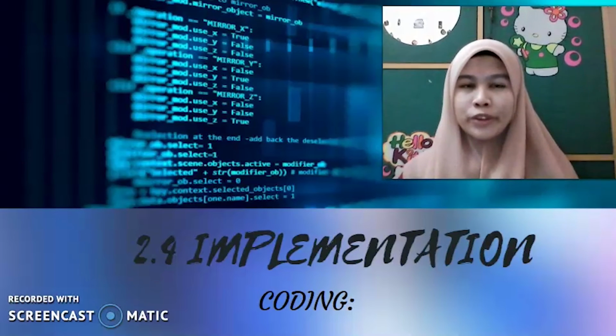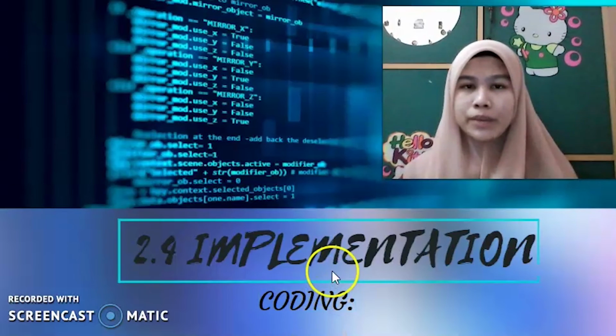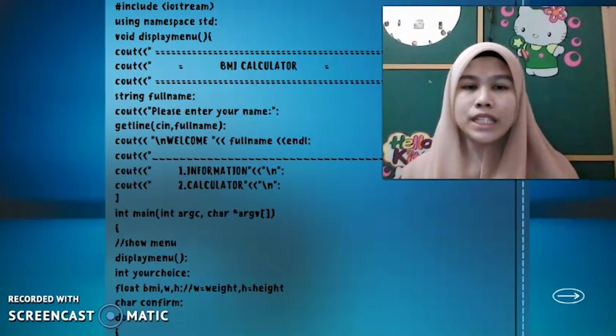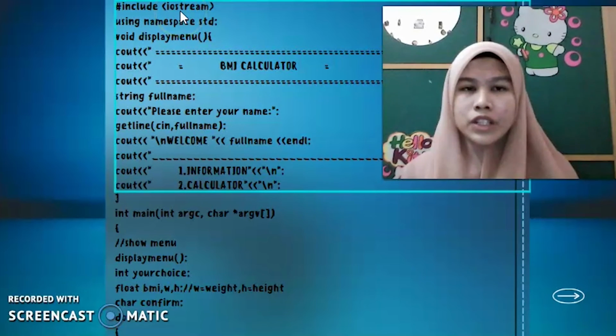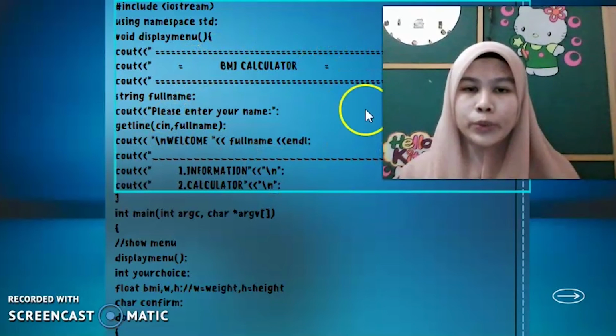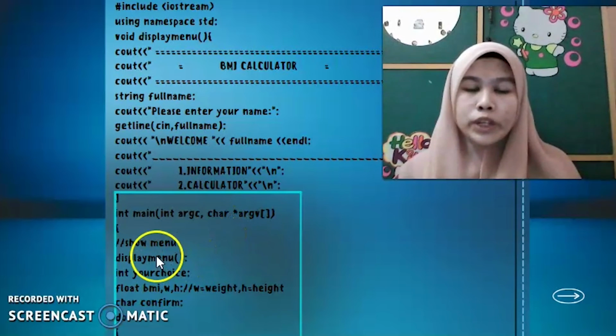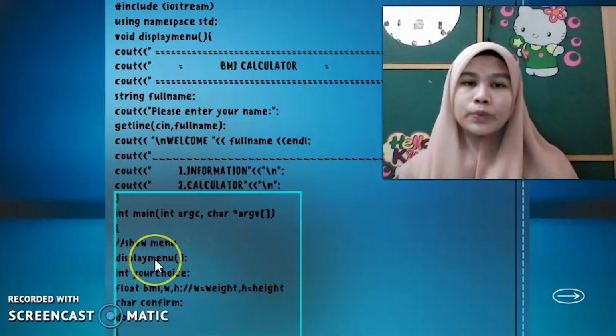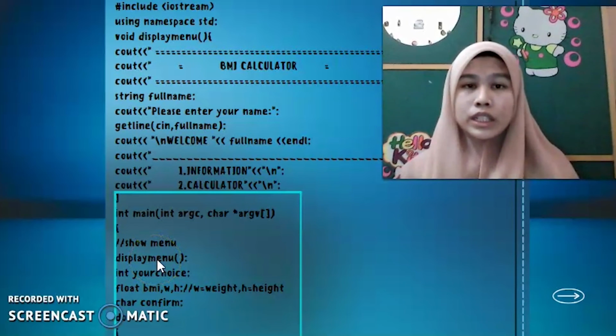Now we move to 2.4, implementation of coding for the BMI calculator. First of all, we must include iostream as a declaration, otherwise we can't do input and output. Then we create a function first, because without a function we can't do any activity. Void display menu is used to display the menu only, which is the instruction for users as the output. It will print out the whole menu as the output. After the int main, there is show menu or display menu, which refers back to the display menu function.